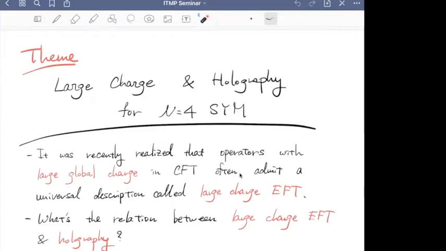It was recently realized that operators with large global charge in conformal field theory often admit a universal description called large charge effective field theory, which I'm going to explain in detail soon. And the question that I want to address, or partially address, is what's the relation between the large charge EFT and holography? And I want to make some comments about it.